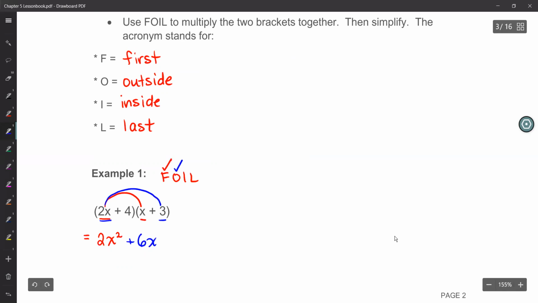So that's outsides. And then I for insides means I'm going to multiply the two terms on the insides of the brackets. So I will do 4 times x. That will give us positive 4x. And then lasts. So the last term in the first bracket times the last term in the second bracket. So I'm going to do positive 4 times positive 3, and that will give me positive 12.